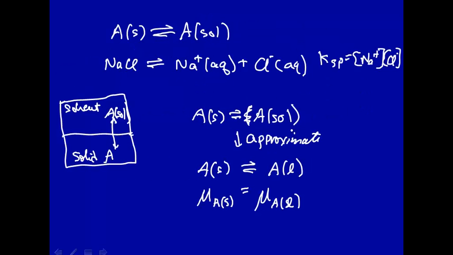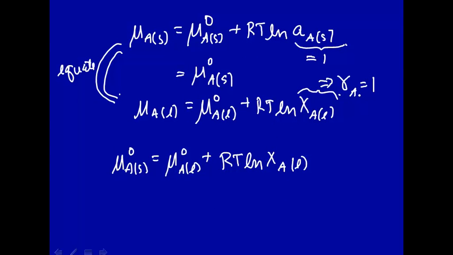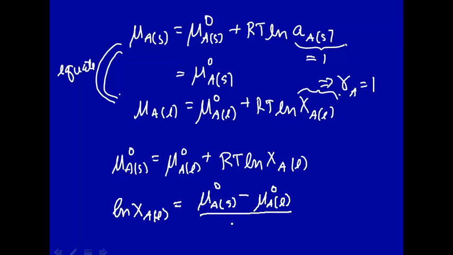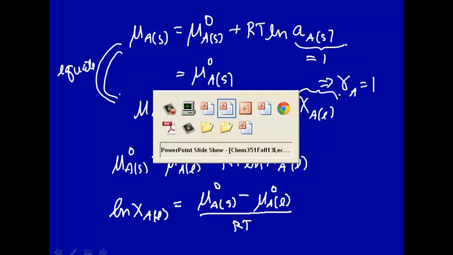So we're making this bad approximation already, so we might as well make this approximation, which may or may not be as bad. All right, so there it is. Let's isolate the natural log of XA in the liquid state. That's equal to the chemical potential of A in the solid state, standard state, minus the chemical potential of A in the liquid state, standard state, divided by RT. Oh, that's an interesting relation there. So where are we going here?